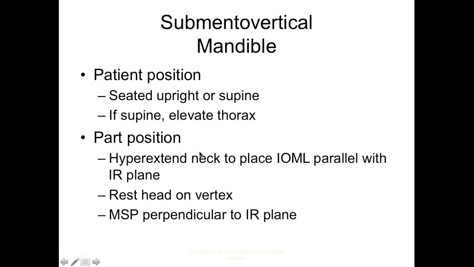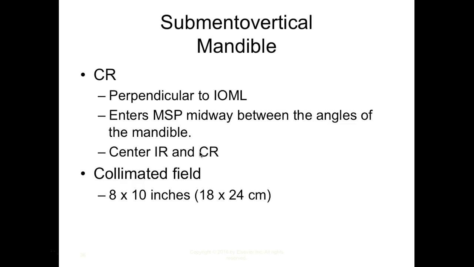All right, we're also going to do an SMV for the mandible. So you're going to have them seated or supine, and as you know, if they're supine, you've got to put something behind their back so their head drops down. You want to hyperextend the neck to place the IOML parallel with the IR. If you can't get it parallel with the IR by placing the vertex, or the top of the head, on the image receptor, then you can go ahead and employ an angle so that you are perpendicular to the IOML. Your MSP is perpendicular, your CR is perpendicular to the IOML, entering MSP midway between the angles of the mandible.